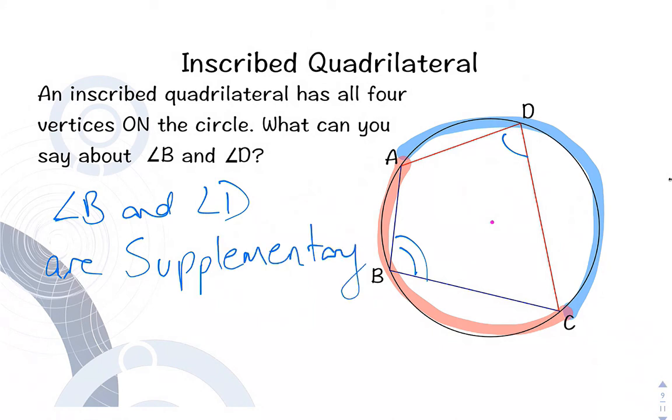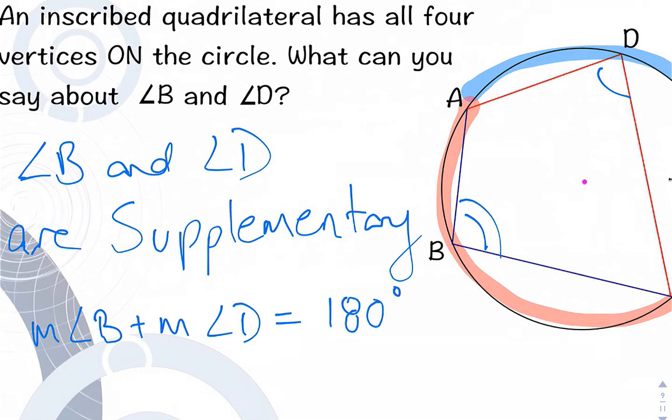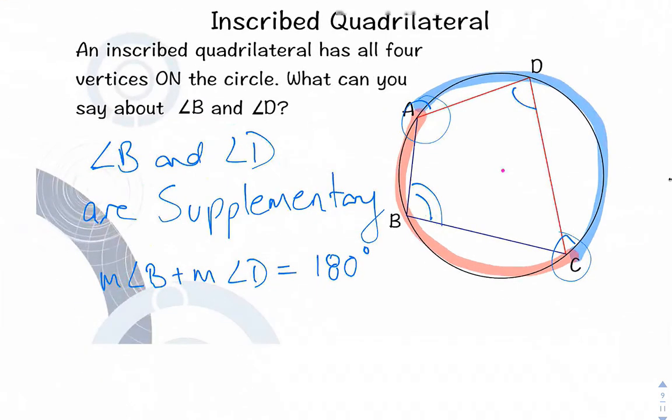Okay, and that's always going to be the case. The opposite angles in an inscribed quadrilateral are always going to be supplementary. In numbers terms, that means the measure of angle B plus the measure of angle D is equal to 180 degrees. Now I could also say the same thing about angle A and angle C. If I look at this angle here and this angle here, I could do the same proof and I will know that angle A plus angle C gives you 180 degrees as well. So just keep that in mind.